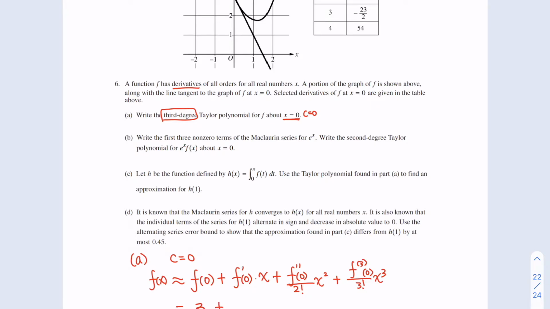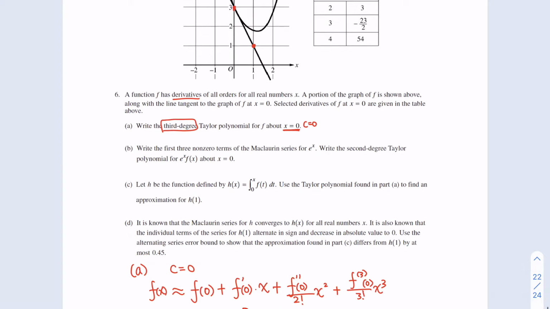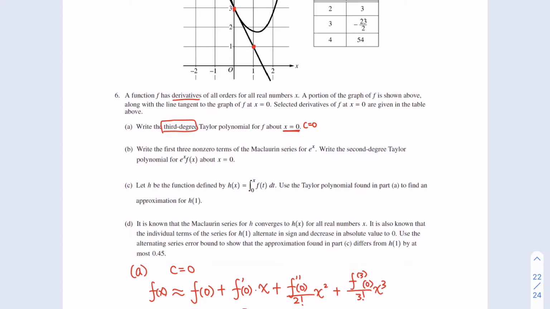And f prime, the derivative at 0, because the tangent line is given, we can use the slope of the tangent line. So from (0, 3) to (1, 1), the slope is given by rise over run. So it's -2 over 1. Plus second derivative. When n equals 2, the second derivative is given by 3. And the third derivative is -23 over 2 divided by 6 x cubed.